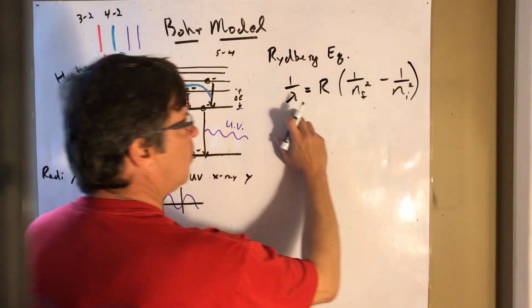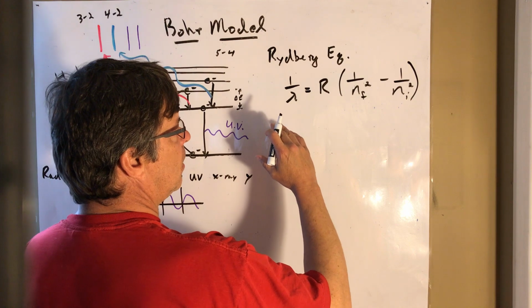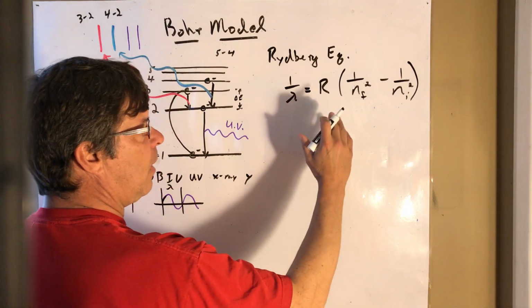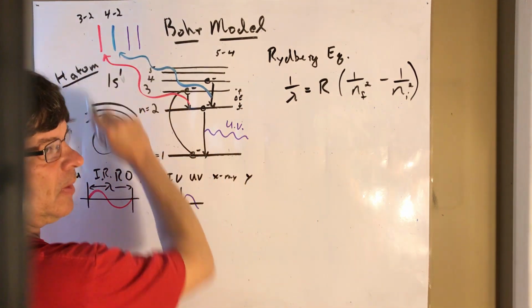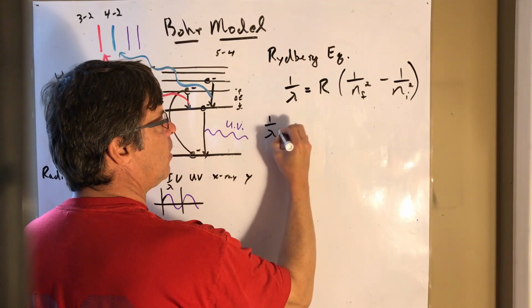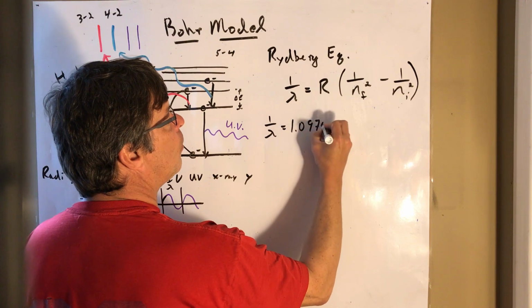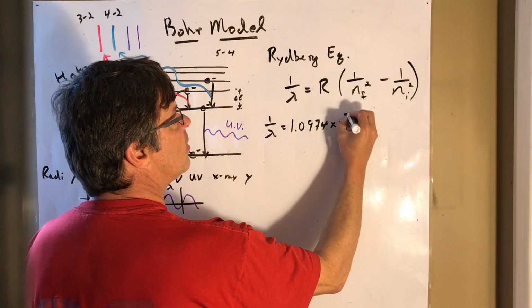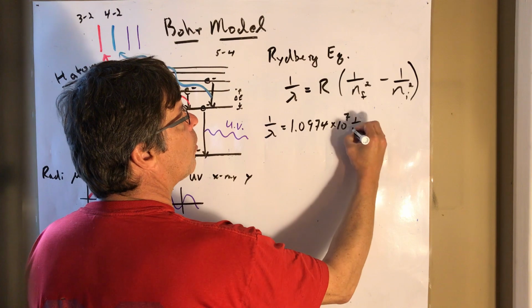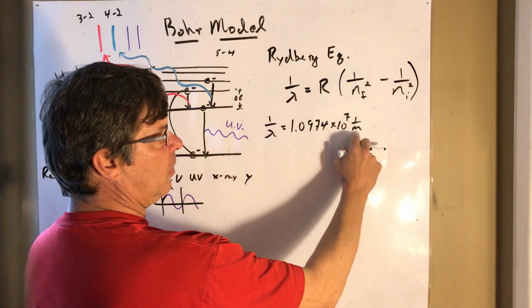And we can use this to figure out the wavelength. So let's use this to figure out what the wavelength of this red emission line would be. 1 over wavelength equals the constant, 1.0974 times 10 to the 7th, 1 over meter. So you'll know your answer will be in meters.